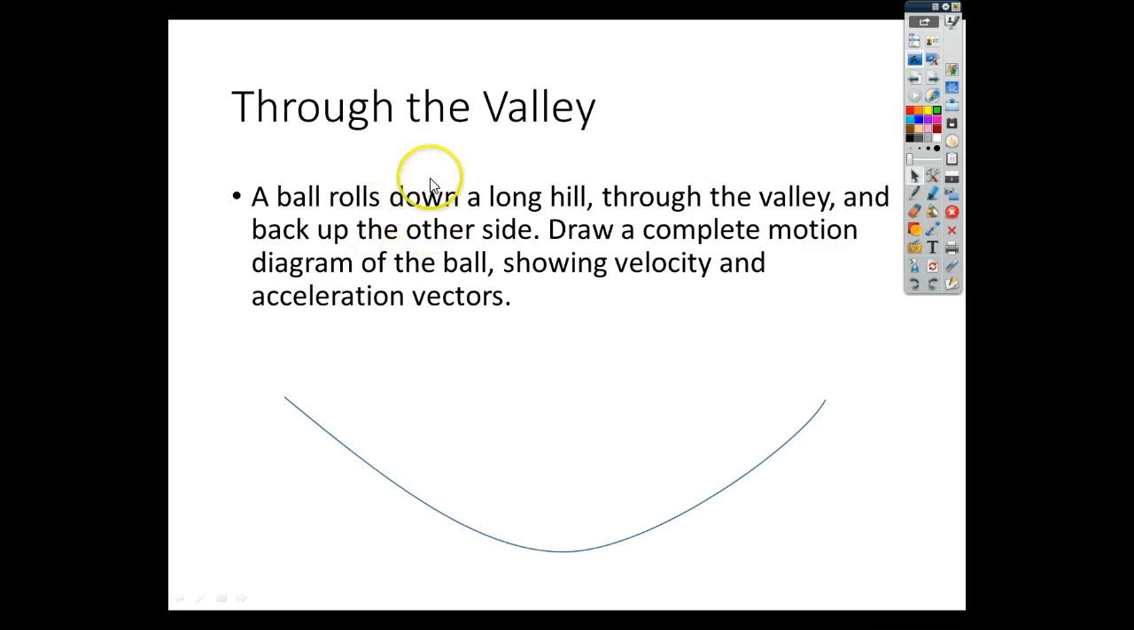For the next slide, we're going to think about a ball as it goes down a valley, speeds up, and then slows back down, and then comes to a stop, and then comes back the other way, and it would just keep going back and forth forever as long as there's no friction.